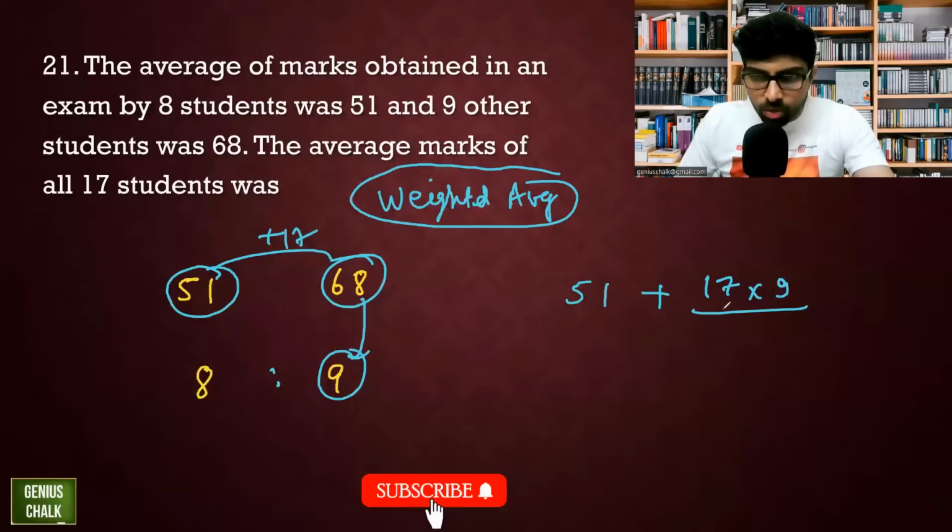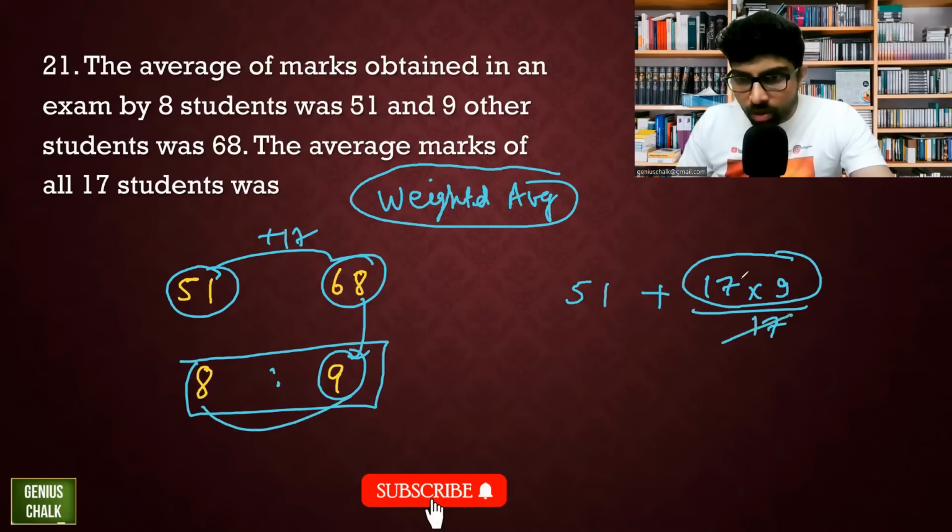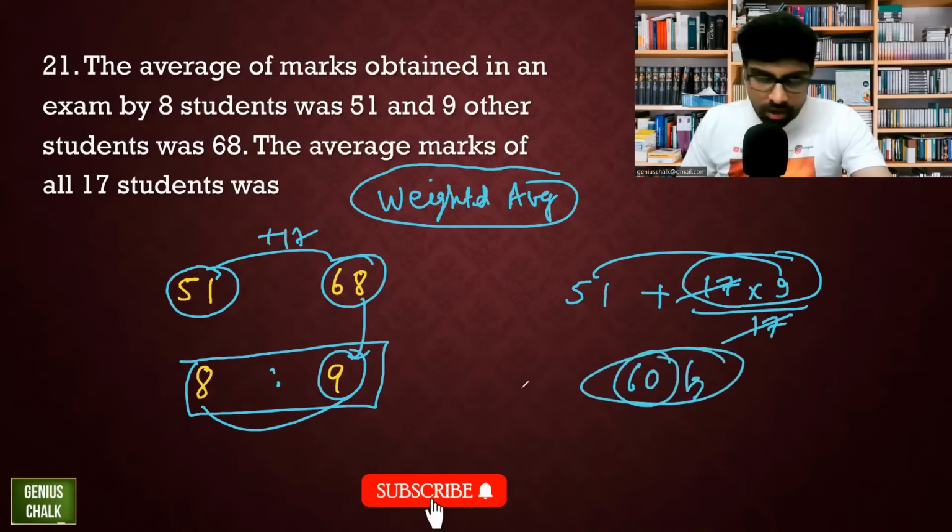So this is for 9 students, and this extra sum is divided among all these 17 students. That means the overall average is 51 plus 9. That is 60 kg.